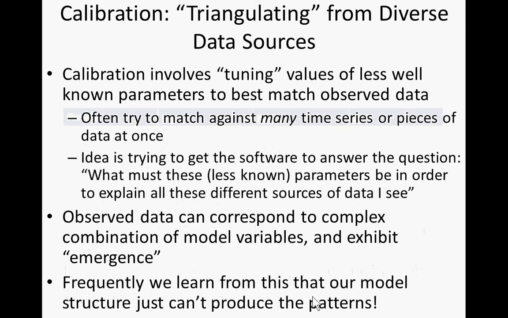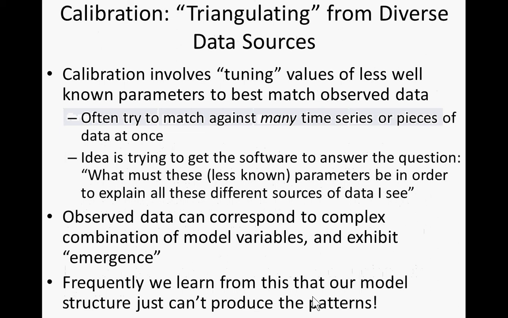But in many cases, we instead have data that is a complex combination of a variety of factors. And what we instead will want to do is to tune the model so it will best reproduce that data, best match that historic data. And often it's many data points. And really we're asking this question: what must less known parameters be in terms of their values to explain simultaneously all these different sources of data?